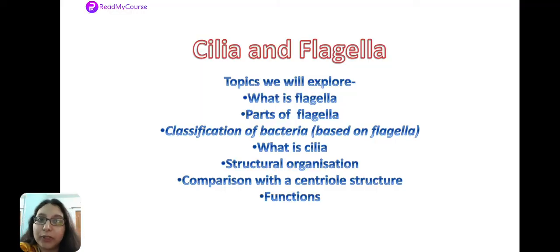So these are the topic overviews which we will be covering today. First of all, we will learn a little bit about what is a flagella, what are the different parts of a flagella. Then we will learn how we can classify a bacteria depending on the presence or absence of one flagella, two flagella, multiple flagellas, etc. Then we will move on to cilia. We will understand what is a cilia. Then we will read in details about the structural organization of a cilia and a flagella. Next, we will move on to their comparisons with the structural anatomy of a centriole.